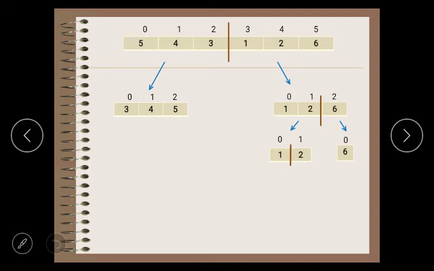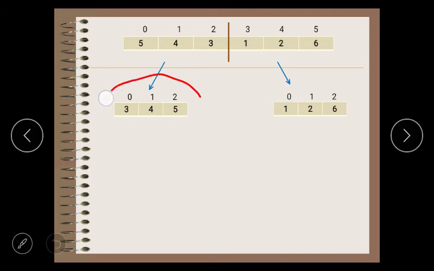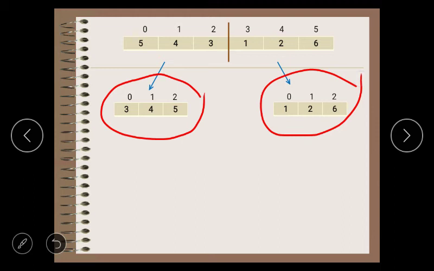So we can move to the right subarray. As the right subarray has only one element, that element should be sorted with the left sorted array. Okay, so after that, 1 and 2 both are less than 6, so we don't have to swap the positions.